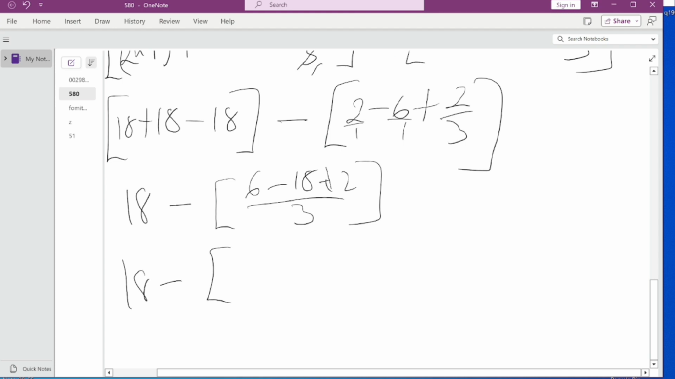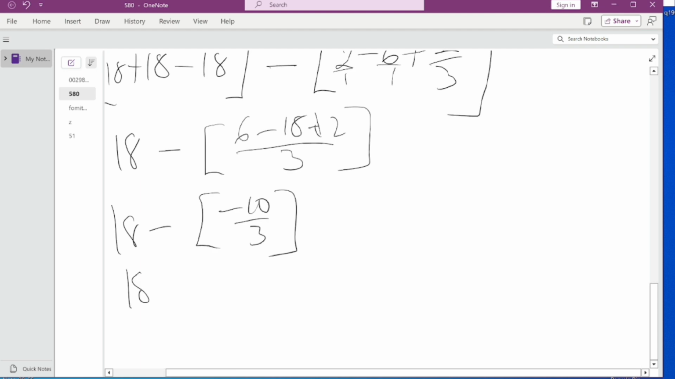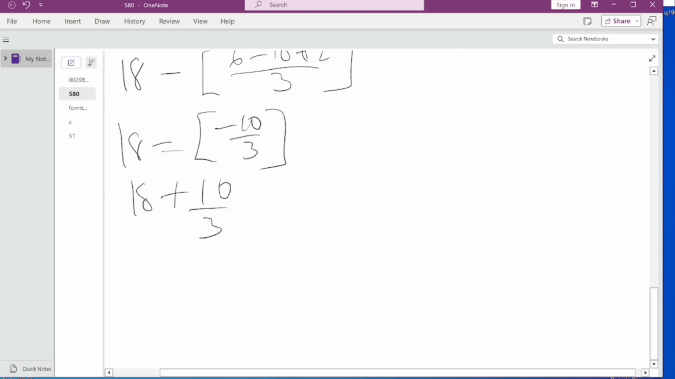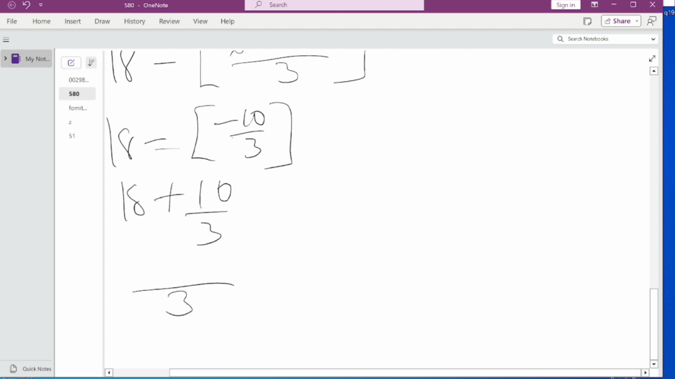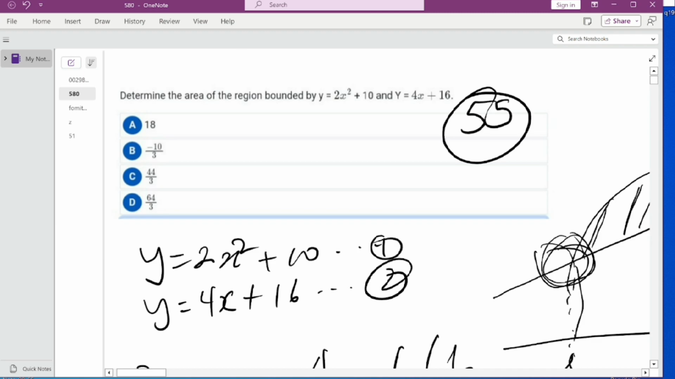18 minus, we still have in our bracket, 6 minus 18 plus 2, that will give us minus 10 over 3. Then we have 18, the minus minus gives you plus 10 over 3, which, if you find the LCM, that's 3, that's 18 over 1. 3 in 1, 3. 3 times 18, that's 54. Plus 3 in 3, 1. 1 times 10, 10. Our answer will be 64 over 3. Our answer is D. That's 64 over 3.